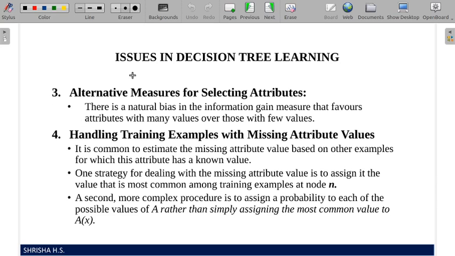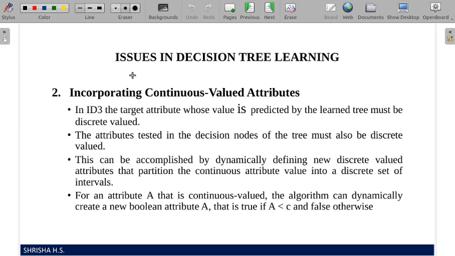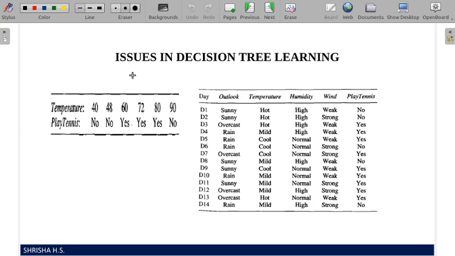Incorporating continuous valued functions. So what are continuous values? You can observe here temperature 40, 48, 60, 72, 80, 90. These numerical values are continuous values. If we look at the table on the right, we see sunny, overcast, and these are discrete values. We know that our decision tree needs only discrete values. So what if there are continuous values in the data? What do we have to do?